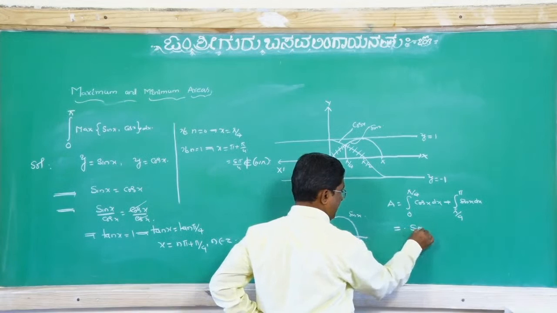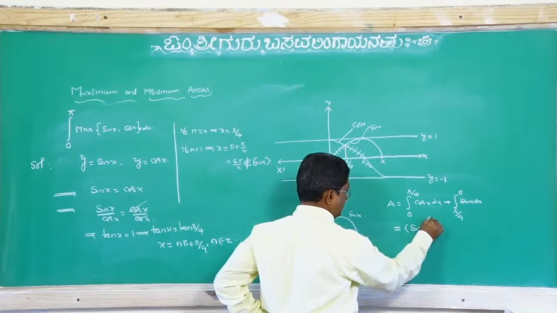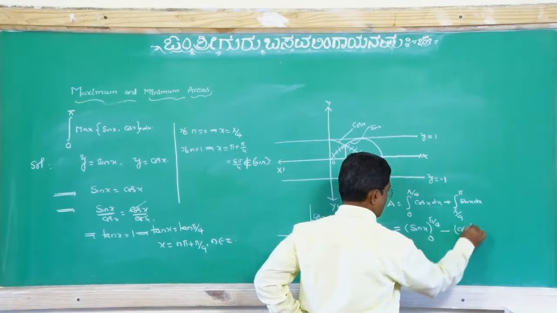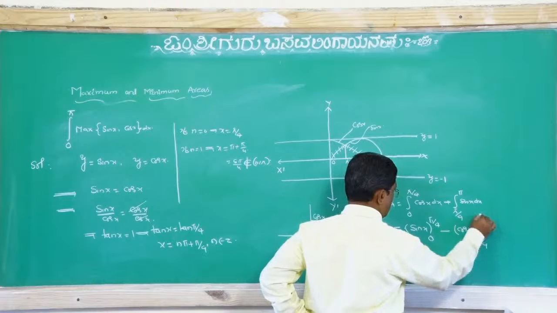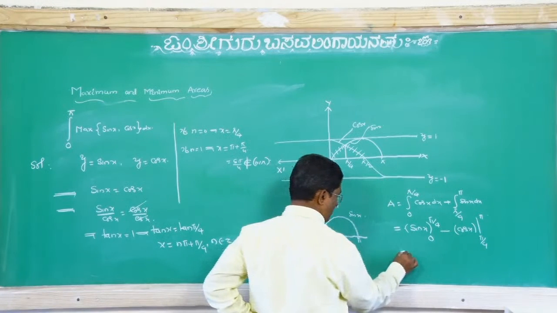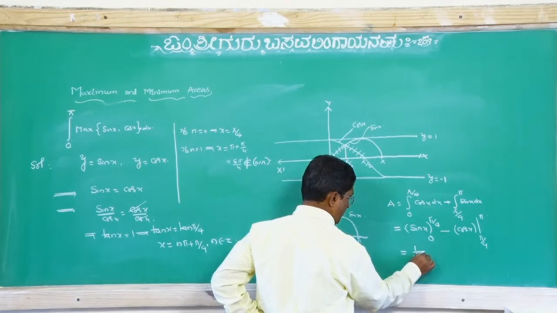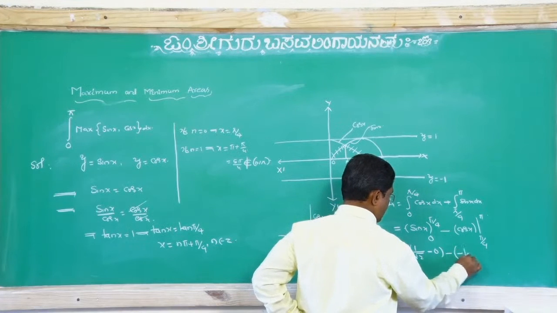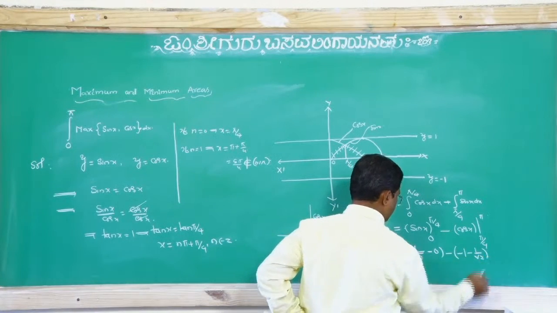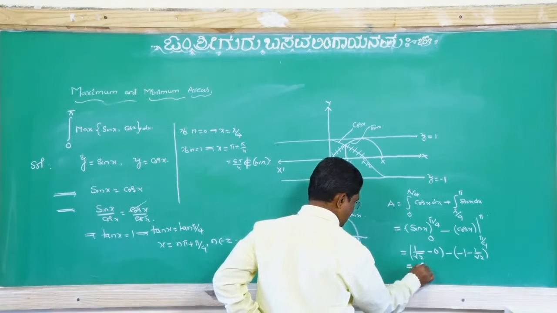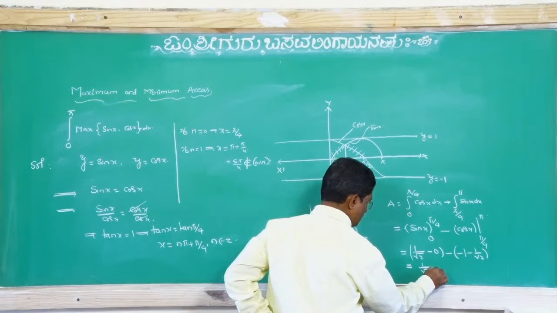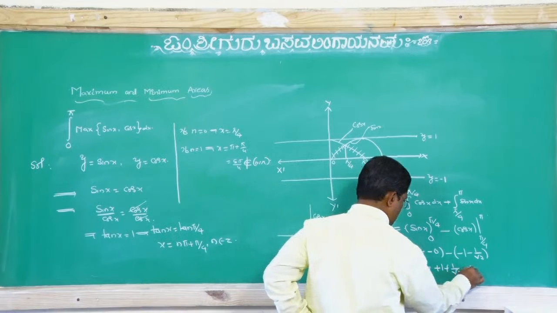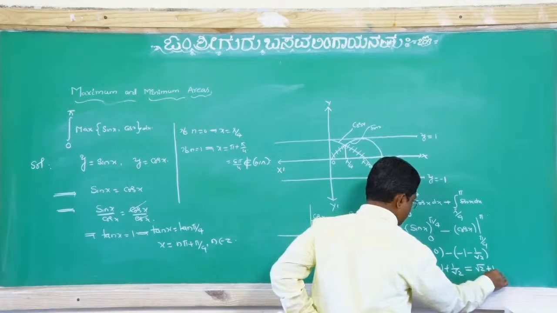The integration of cos x is sin x over the interval 0 to pi by 4, and the integration of sin x is minus cos x over the interval pi by 4 to pi. Upper limit sin 45 is 1 by root 2, minus sin 0 which is 0; cos pi is minus 1, cos 45 is 1 by root 2. So, calculating, we get 1 by root 2 plus 1 plus 1 by root 2, that is 2 by root 2 plus 1, nothing but root 2 plus 1. Right?